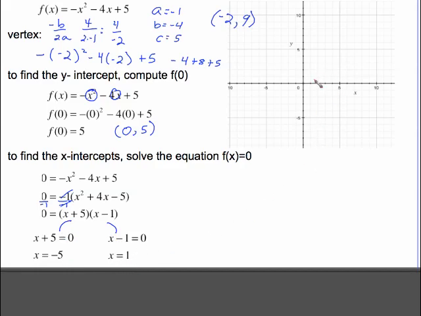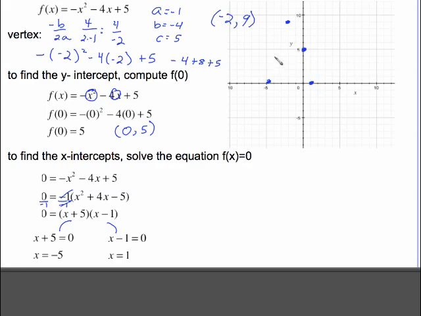So we have a vertex of (-2, 9). We're counting by ones. So (-2, 9) is about right here. A y-intercept of (0, 5). X-intercepts of negative 5 and 1.